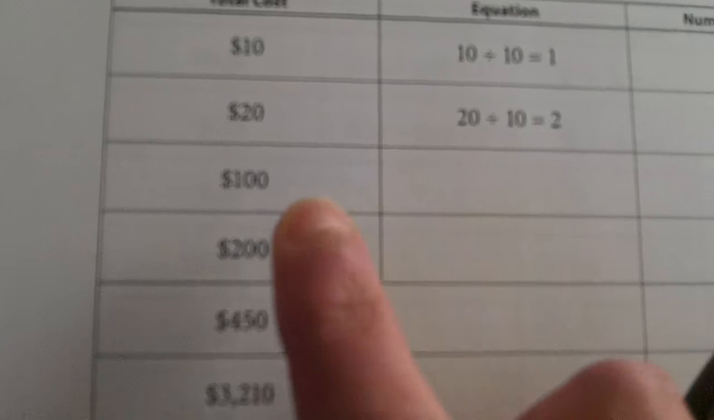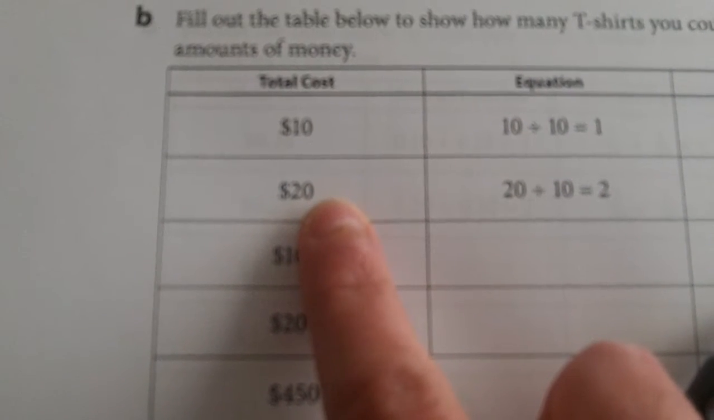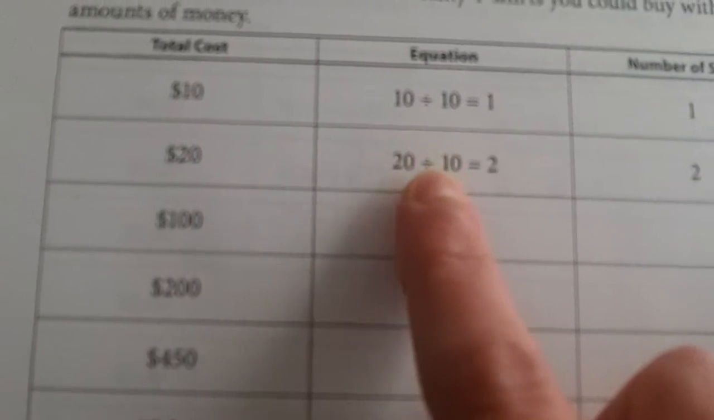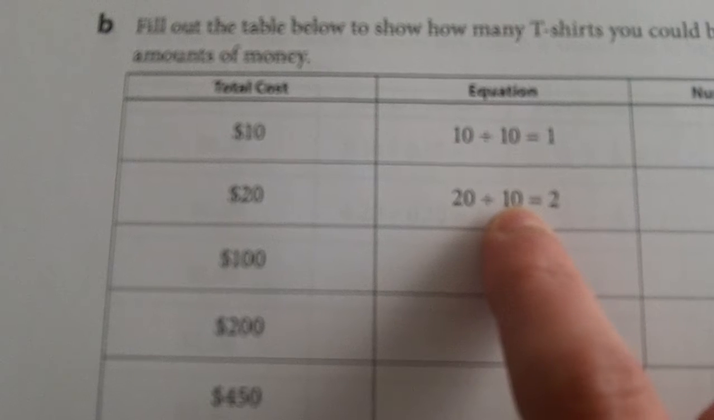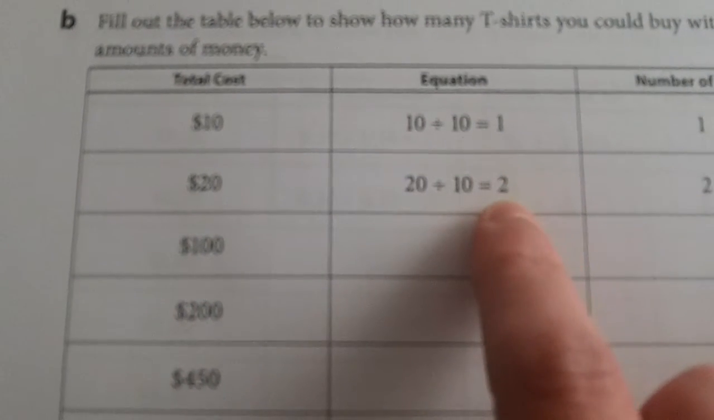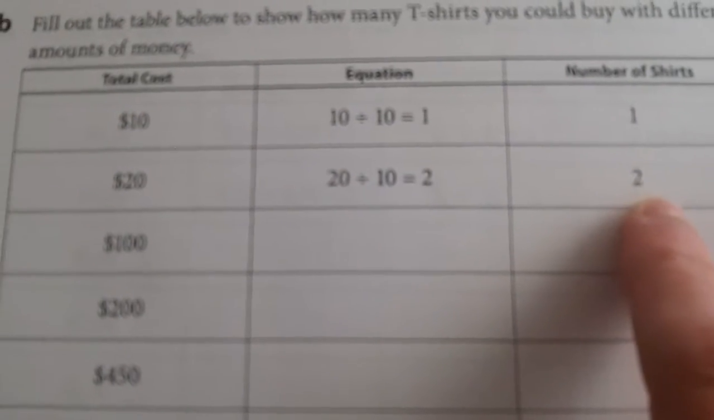If I had a total cost of $20, so I'm giving this t-shirt company $20, I would have an equation of 20 divided by 10. 10 is the cost per t-shirt. For 2, that means that I end up with 2 t-shirts.